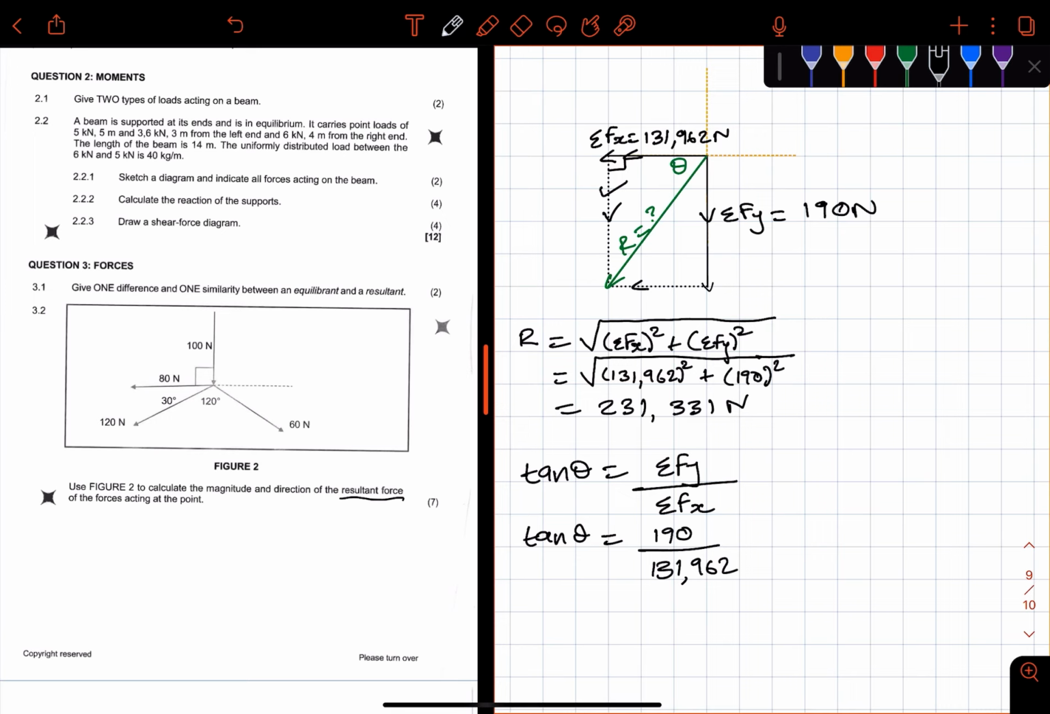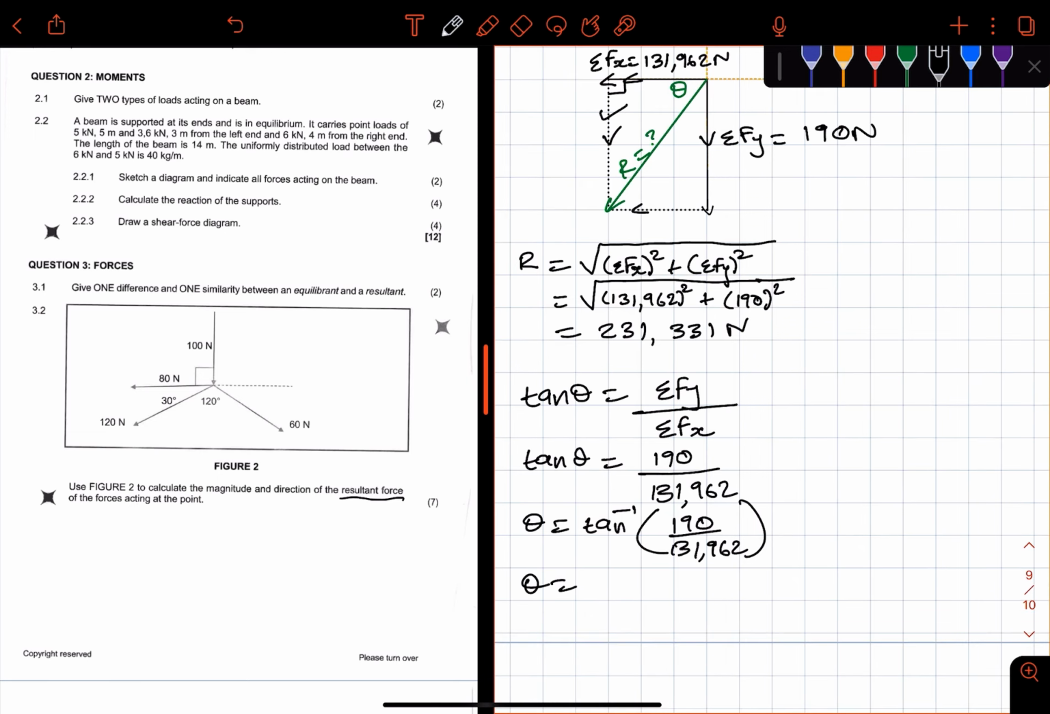131,962, right? We're looking for theta, therefore we need to determine the arctan of 190 over 131,962, and theta is equal to 55,219 degrees, right?